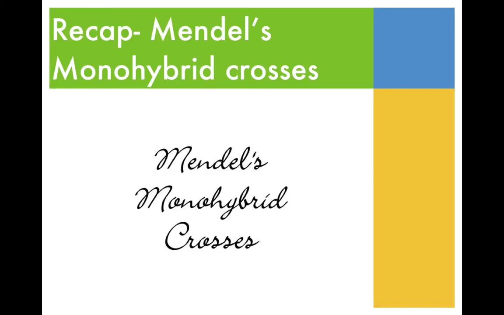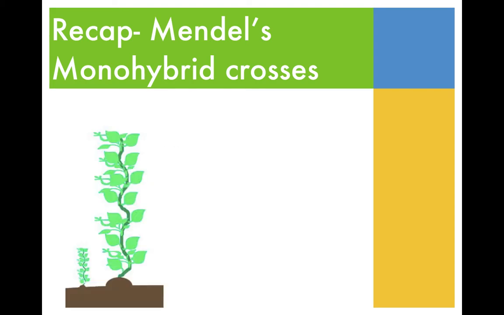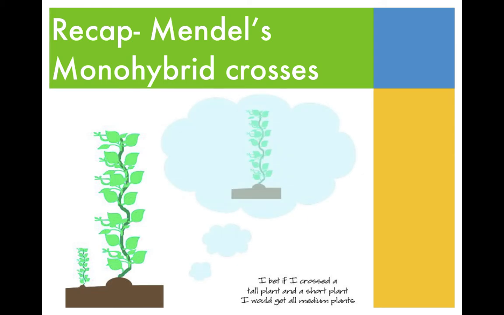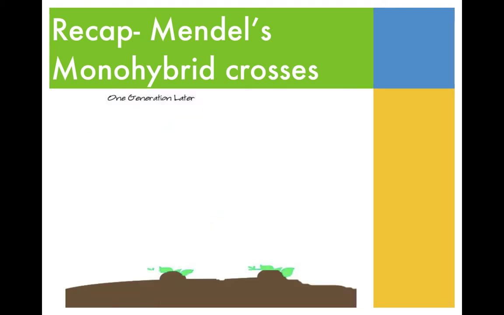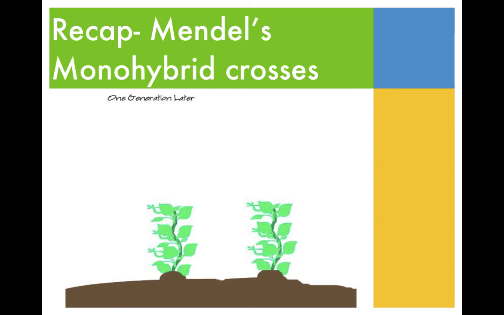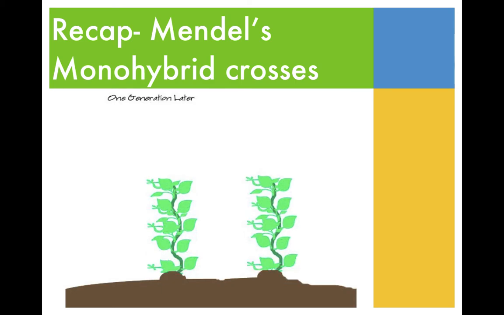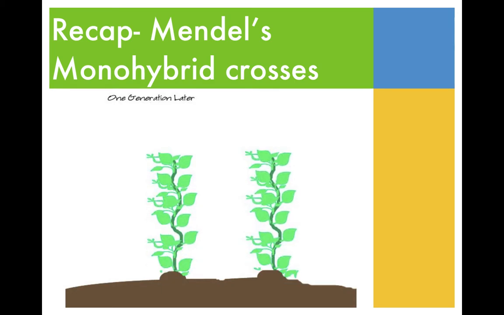So if we look at Mendel's monohybrid cross, Mendel took a tall pea plant and a short pea plant and fully expected that when he crossed them, he would get a medium-sized pea plant. When he did that cross, though, he did not get any medium-sized pea plants. Every single one of his offspring was a tall pea plant.